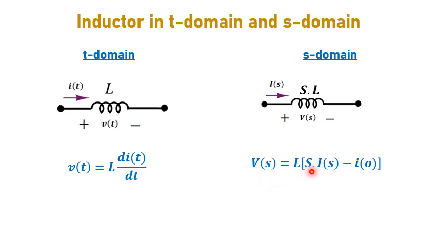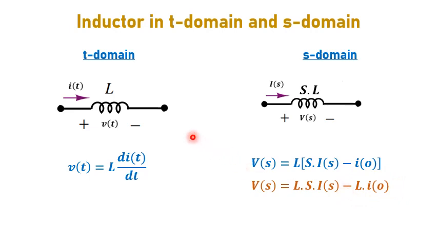[s I(s) minus I(0)], where this I(0) indicates the initial current in the inductor. That means at the instant of closing the switch or opening the switch, if there is any current flowing through this inductor, it is called I(0), that is the initial condition. If there is no initial current, then this term becomes 0. That means the entire term becomes 0.